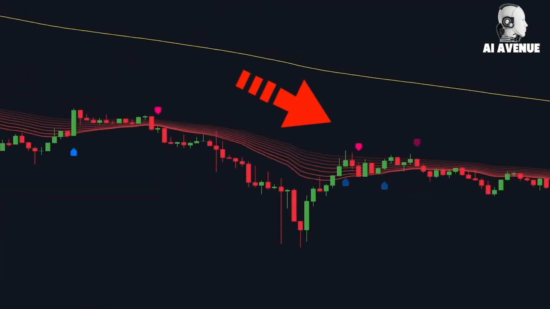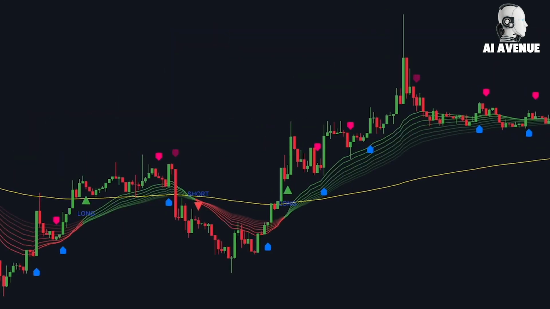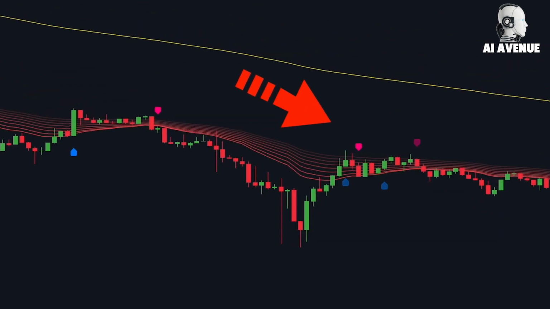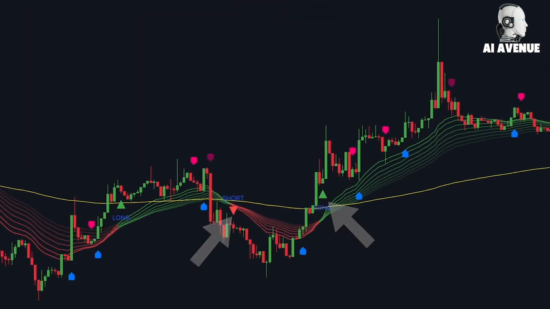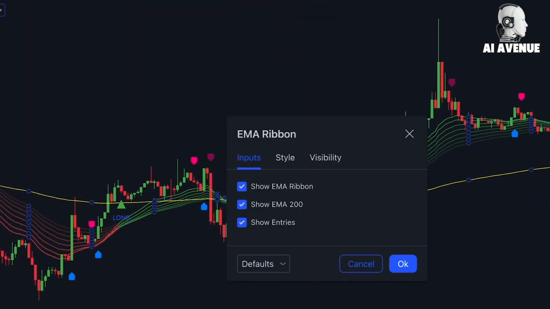The EMA ribbon will help us identify potential buy or sell signals based on the direction of the trend and the location of the price relative to the moving averages. As we can see, this EMA ribbon indicator comes with buy and sell signals. Since we already have a buy and sell indicator on the chart, which is the machine learning, let's actually disable those EMA ribbon signals. If we take a look at the chart, we can see that this indicator does filter out a lot of false signals, but there are still some left.